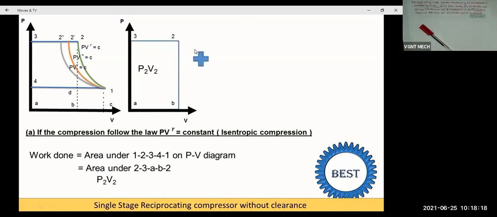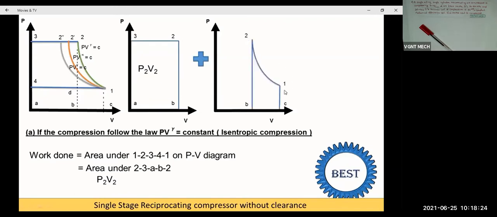Next, we take the area under the curved line, that means the area under the curve line 1 to 2, so the area under 1, 2, B, C. The area under 1, 2, B, C is equal to (P2V2 minus P1V1) divided by (gamma minus 1).